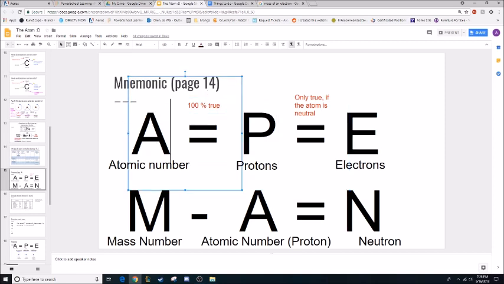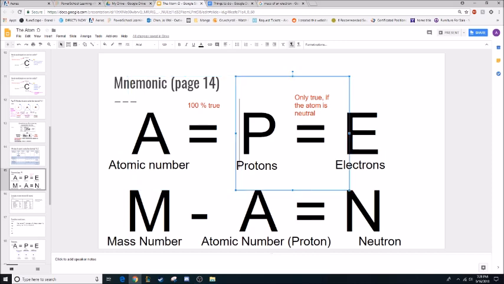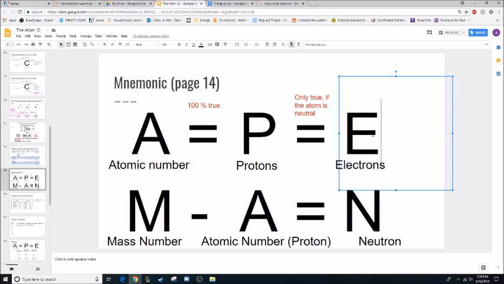So the mnemonic I'm teaching you guys is APE. We have atomic number is equal to protons, and that is also equal to electrons, but it is only true if the atom is neutral.